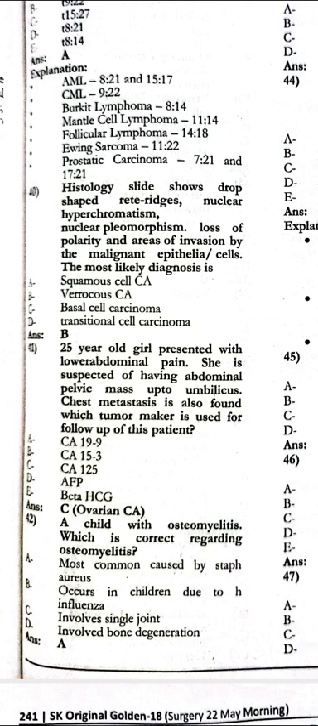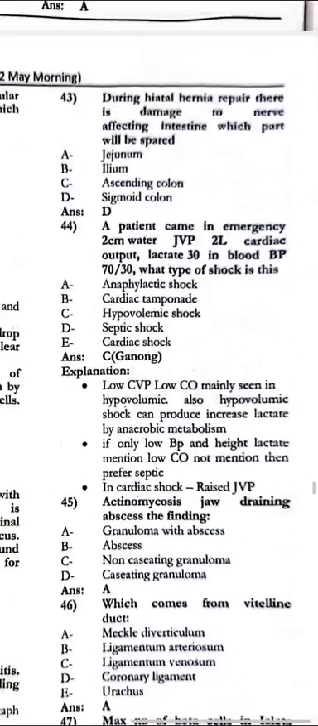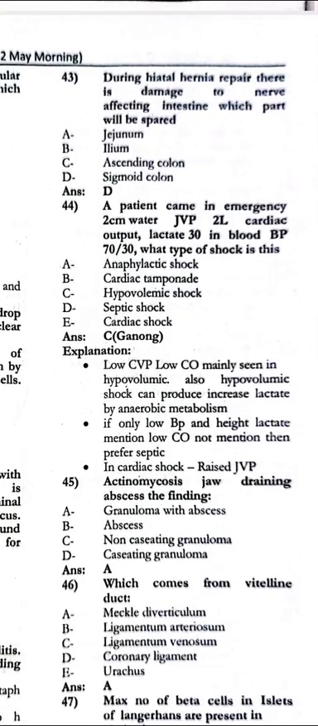A 25-year-old girl presented with lower abdominal pain. She is suspected of having an abdominopelvic mass up to the umbilicus. Chest metastasis is also found. Which tumor marker is used for the follow-up of this patient? That is CA125. The child with osteomyelitis: which is correct regarding osteomyelitis? The most common cause is Staph aureus. Next, during hiatal hernia repair, there is damage to the nerve affecting the intestine. Which part will be affected? That is the sigmoid colon.